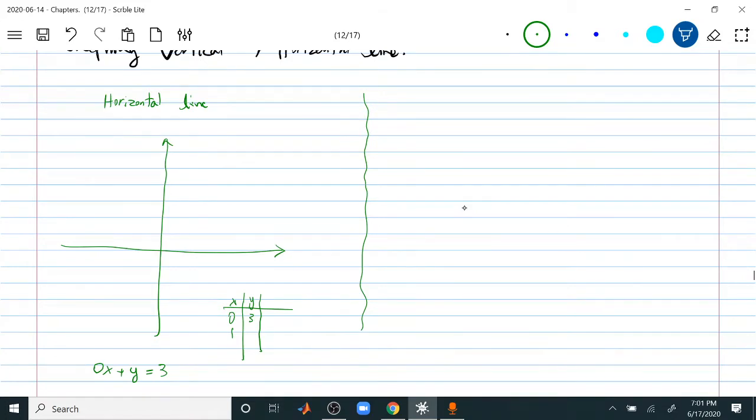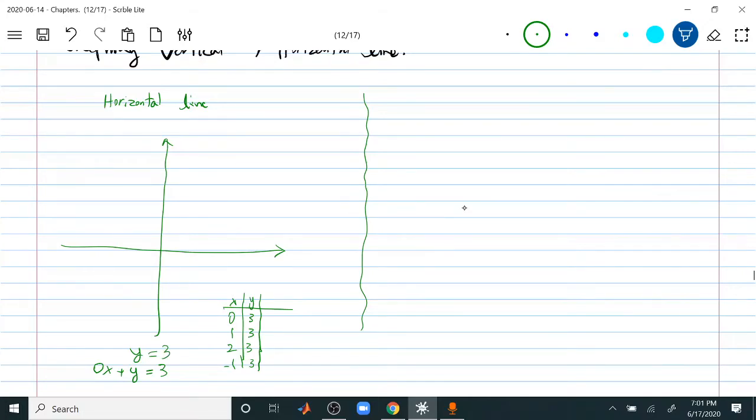0 times 1 is still 0 plus y. Y must be 3 again. If I pick 2, I'll get 3. If I pick -1, y would still be 3. It doesn't really depend on x. Whatever x you pick, y value is always 3. And by the way, there is a shorter way of writing this equation. 0x is always 0. So I have y equal to 3.